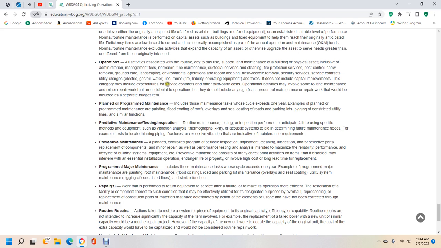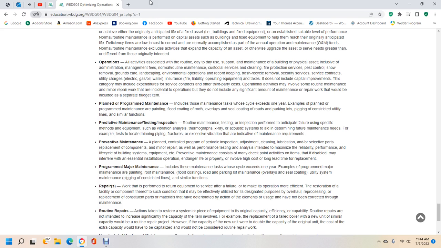The category may include the expenditures for contracts other than third-party costs. Operational activities may involve some of the routine maintenance, minor work, and repair work that is incidental to the operation and does not include a significant amount of the material maintenance and repair work that would be included in a separate budget item.